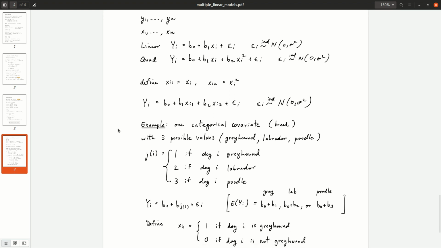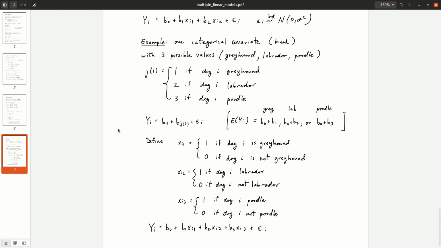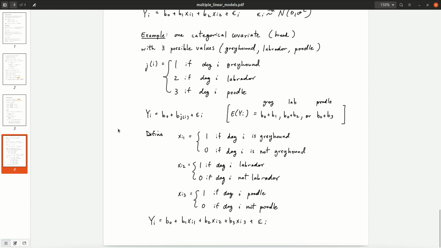All right, the next one that we're going to spend a considerable amount of time on is when you have what's called a categorical covariate or a factor. So here's an example where the covariate is dog breed, which is not a number, it's a category. And in our data set, we have 3 different dog breeds: Greyhound, Labrador, and Poodle.